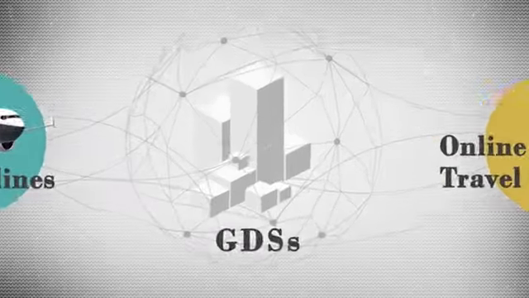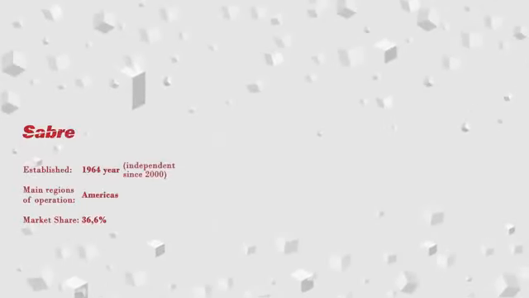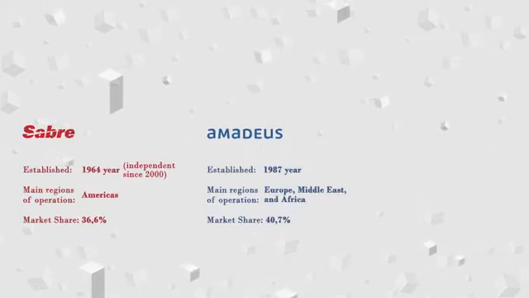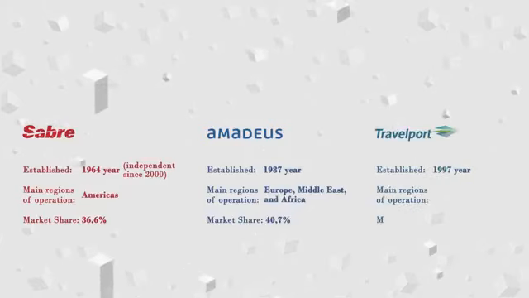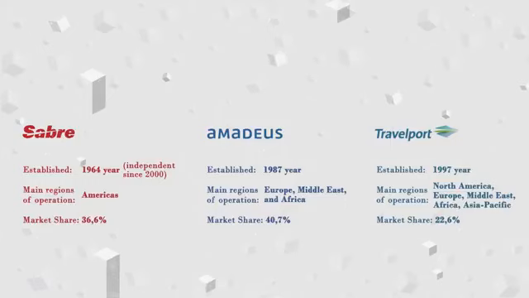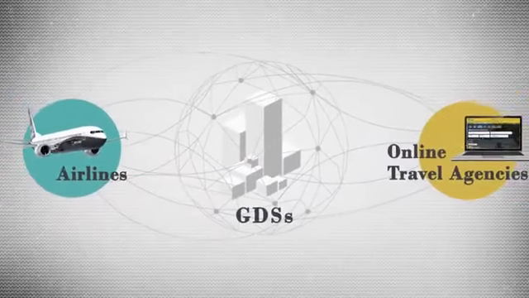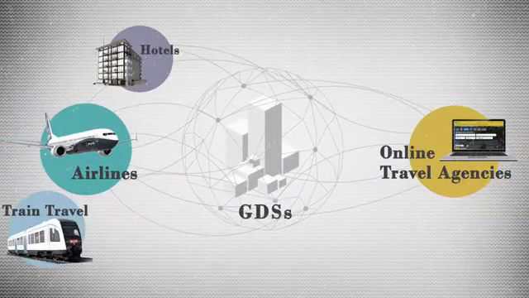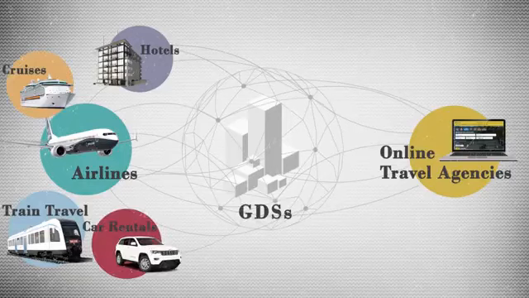There are three major GDSs: Sabre, which became an independent business in 2000, Amadeus, established in 1987 by 4 European airlines, and Travelport, a UK-based GDS, formed through a merger of smaller providers. Besides air travel, GDSs now support hotel room distribution, train travel, cruises, car rentals, and even airport transfers.